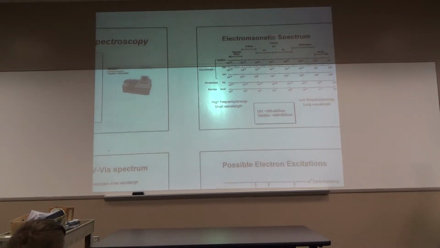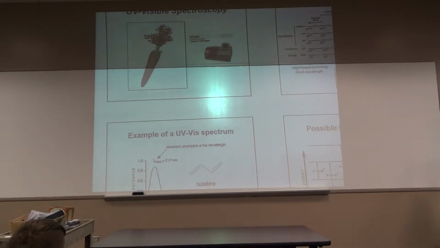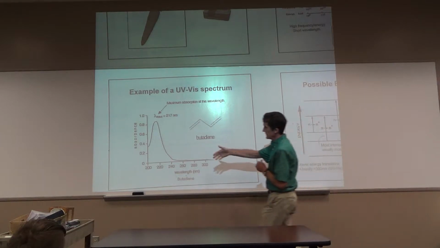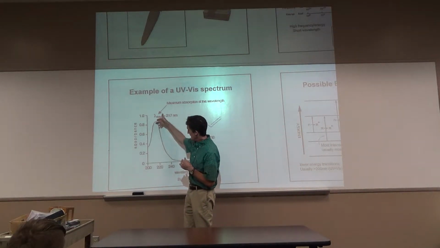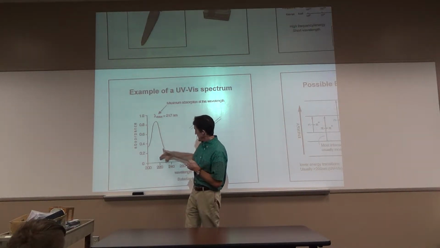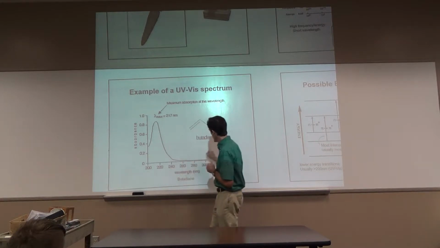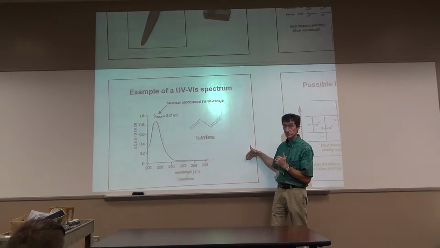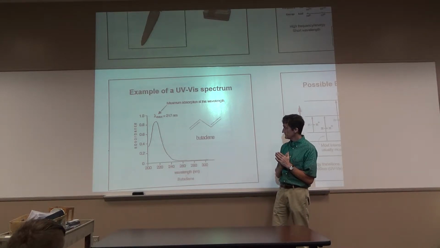All right, how do we get absorptions? What's the process? What's going on when the molecule absorbs light here, the UV light? By the way, based on this UV-Vis spectrum, does this compound absorb any visible light?